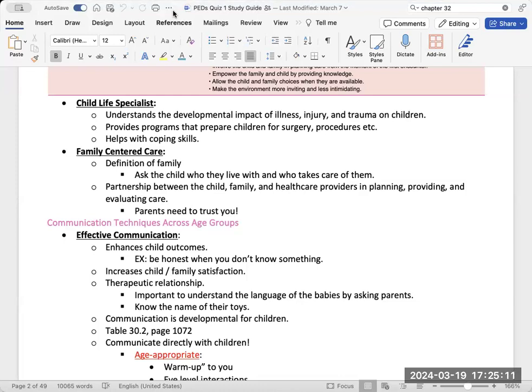We want to define first what the definition of family looks like, who they live with, who takes care of the child, right? What is the relationship between the child, the family, and the health care providers, right? We want to promote trust, and we want to make sure that we understand the dynamics and we respect those dynamics of the family.